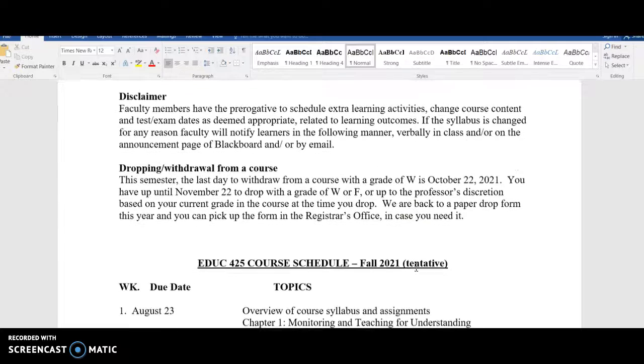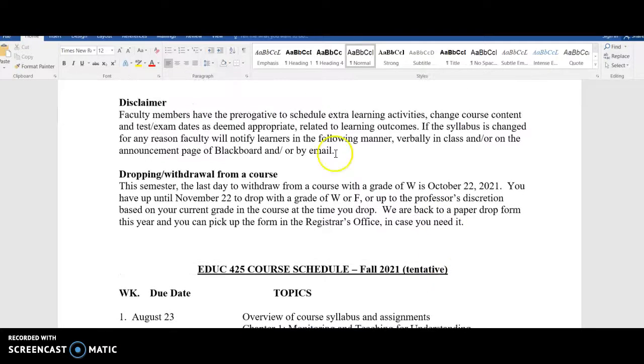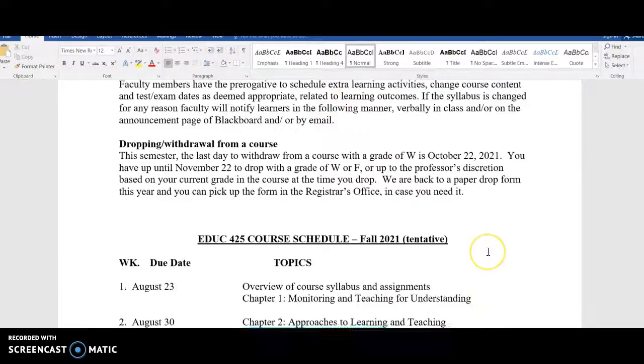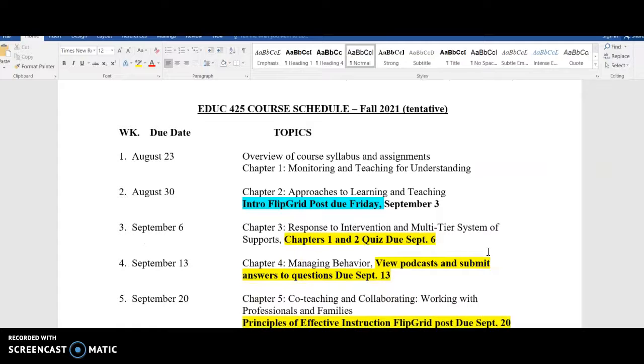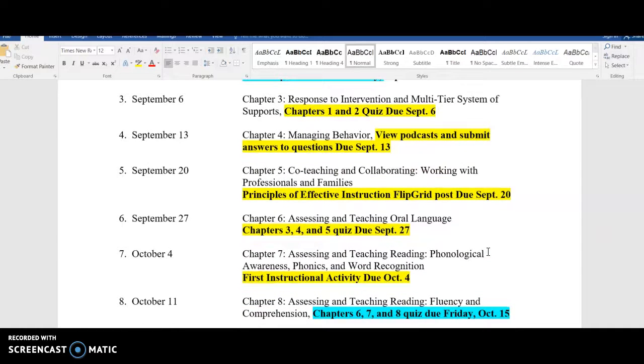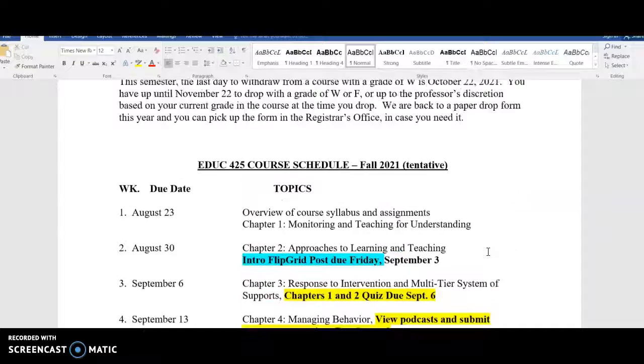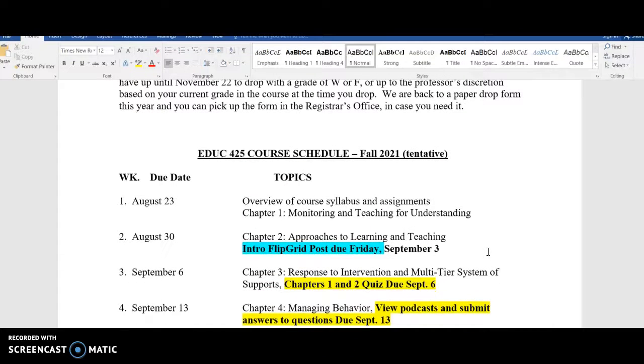All right, so here's the tentative schedule. Again, make sure to read this disclaimer. I do try to keep things as set in stone as possible, but sometimes things happen, right? I think one year there was a hurricane and we were closed for like 4 or 5 days. So of course I had to make some adjustments.